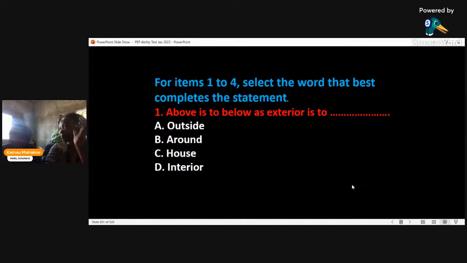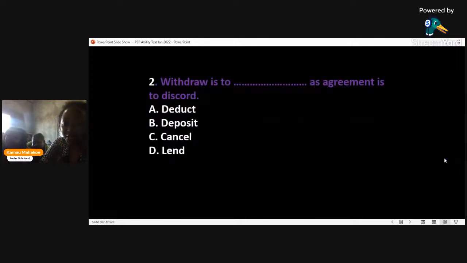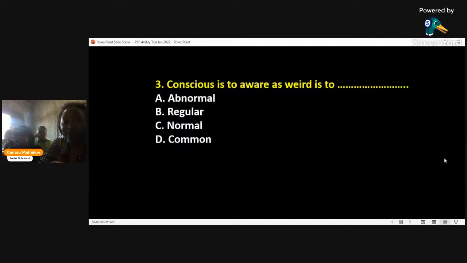All right, let's continue. We're soon finished. So above is to below, so those are opposites, right? Exterior is to interior, so that's the opposite. Withdraw is to dash, as agreement is to discord. That's the opposite of withdraw. To take back. Withdraw means to take back. So what's the opposite? Deposit. So you deposit money into your account and you withdraw it from your account, right? Yeah, so they are opposites.